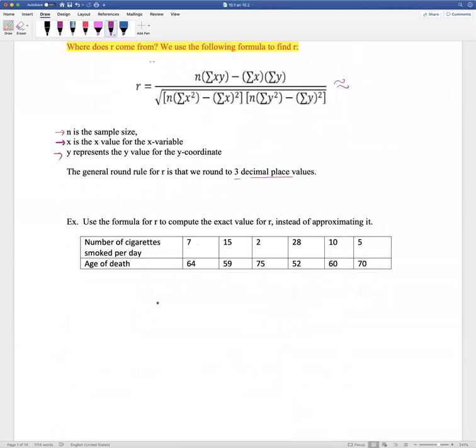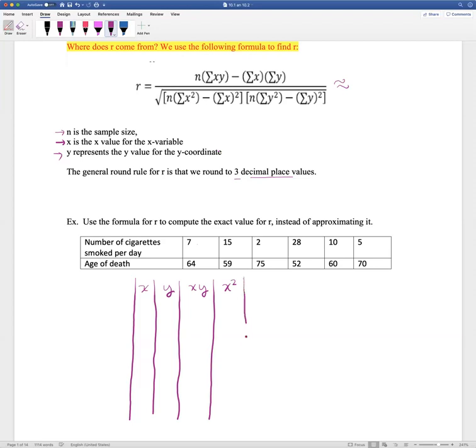We are going to use something similar to the column method that we used before, which you've seen for standard deviation. We're going to have a column for X's, a column for Y's, a column for XY, a column for X squared, and a column for Y squared. You just have to be careful when you put these values in that you pair them up appropriately.